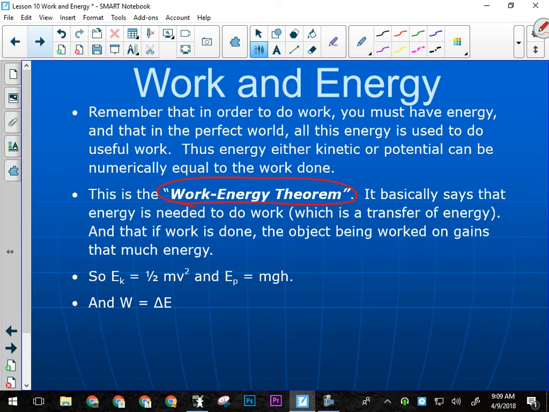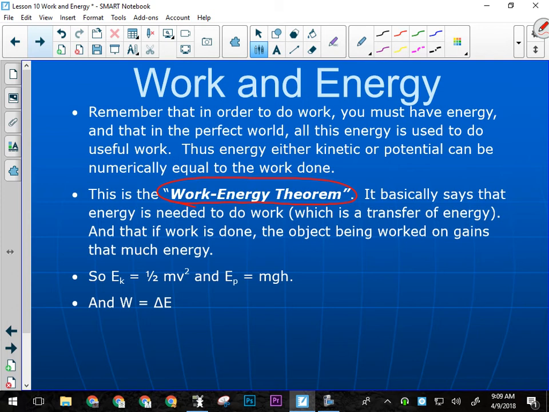That is what we call the work energy theorem, and that is probably the most important concept in high school physics. It just comes up everywhere because, well, energy is the reason things happen, right? If we didn't have energy, stuff wouldn't happen. So basically it says that energy is needed to do work because work is a transfer of energy, and energy is gained or lost while work is done.